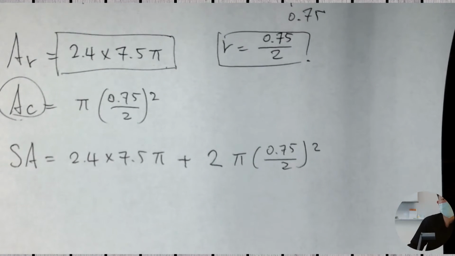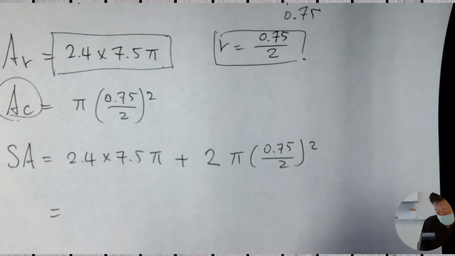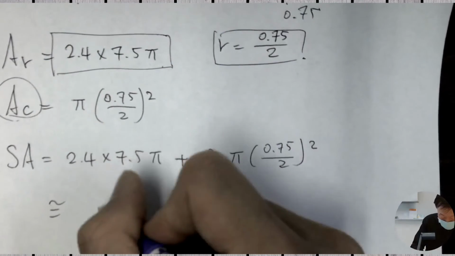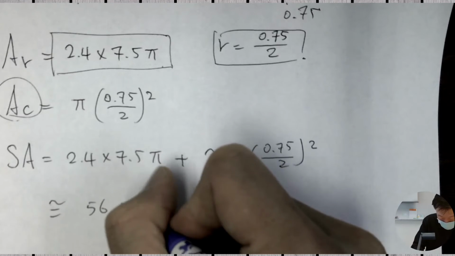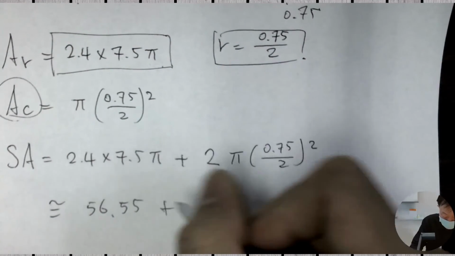So again, use your calculator. Let's go. Do you have your calculator with you? Wenjin, do you have a calculator with you? Let's go. So what's the surface area of the rectangle? 7.5. So 2.4 times 7.5 times pi. 56. So I'm going to round this to 2 decimals, right? 56.55. So we round it out to 5.5.